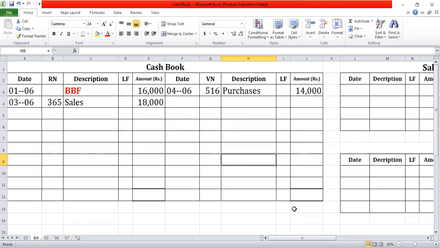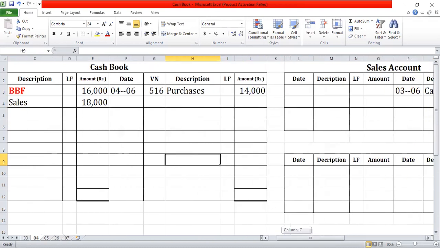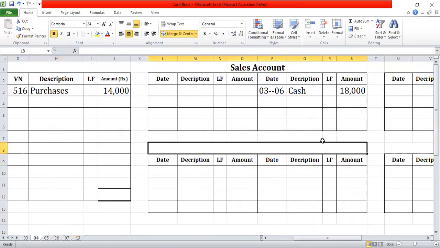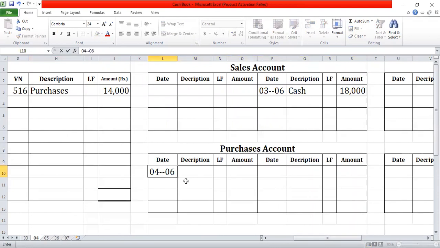Cash book is credited. Now, debit this account. Name the next account as purchases account, and debit the purchases account. The date is 4th of June. Cash, 14,000.